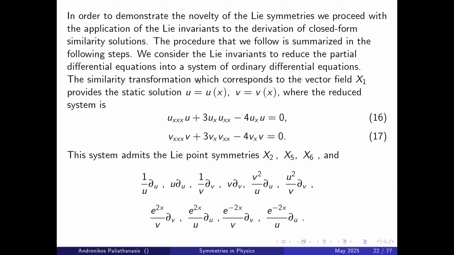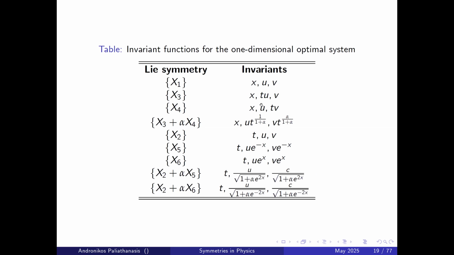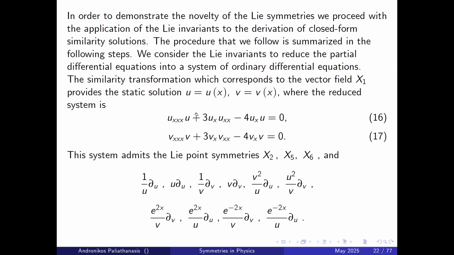Let's go to a second example. To demonstrate the power of the Lie symmetries, we will proceed with the application of the Lie invariants to the derivation of closed form solutions. Let us assume that we apply the invariants of the symmetry vector X1. The invariants are x, u, and v. We consider u and v as the new dependent variables and x as the new independent variable. By replacing, assuming that u and v are independent of time, the original equation is reduced to that system.